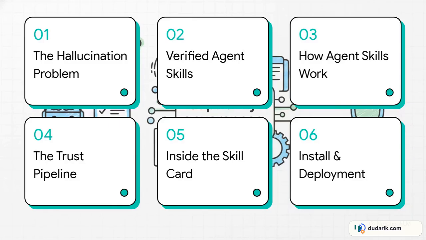Okay, let's dive into this. Here's our roadmap for today. We're going to cover the hallucination problem, verified agent skills, the technical mechanics, the trust pipeline, the skill card, and finally, installation and deployment. Let's get right to it.